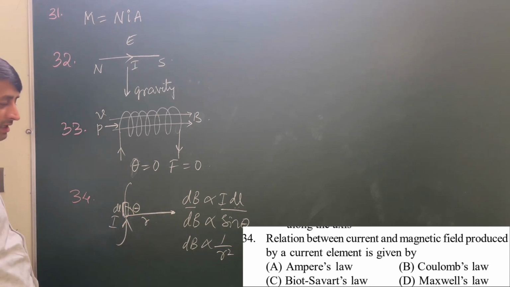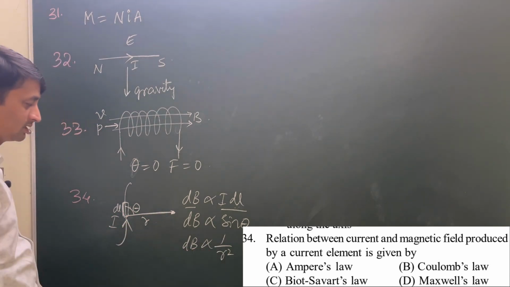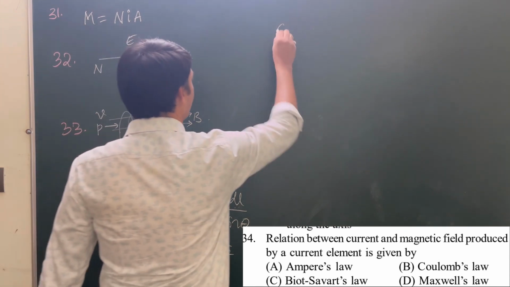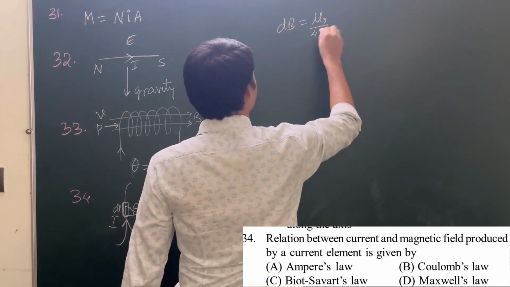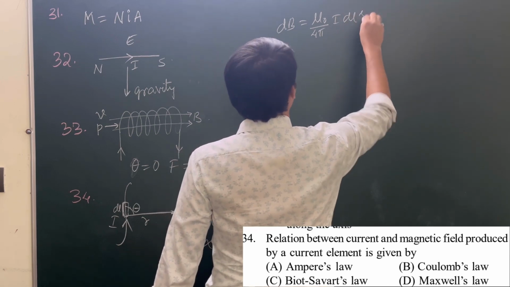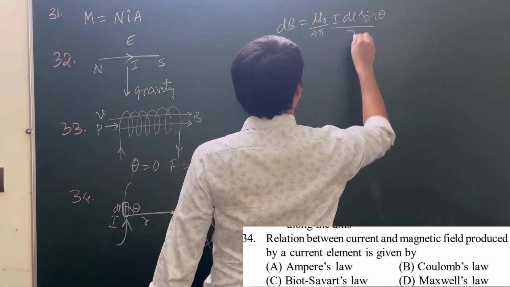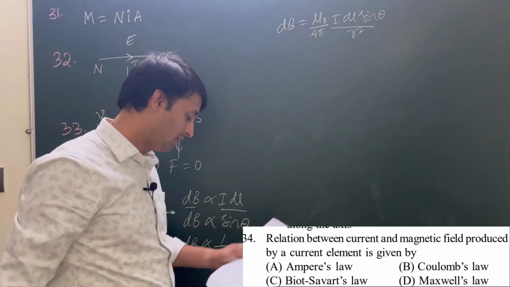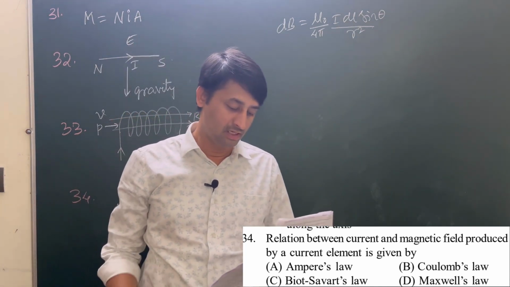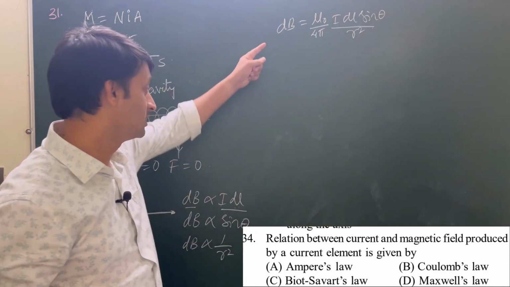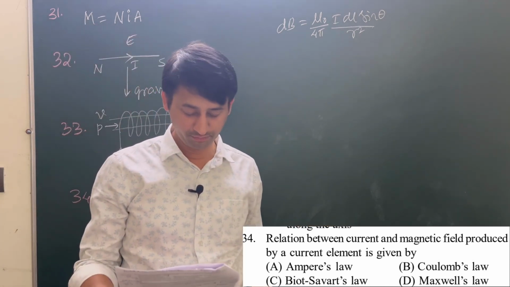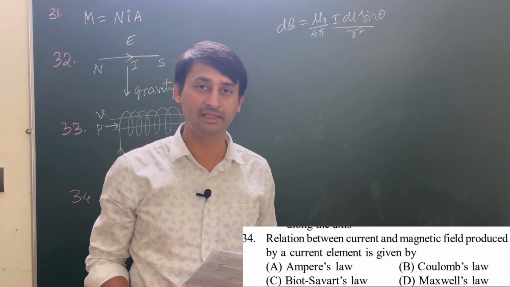Inversely proportional to the square of the distance. Then we get Biot-Savart's law: dB is equal to mu naught divided by 4 pi, I dl sin theta divided by r square. This is the expression for Biot-Savart's law. The relation between current and magnetic field produced by a current element is given by Biot-Savart's law. Option C is the correct answer.